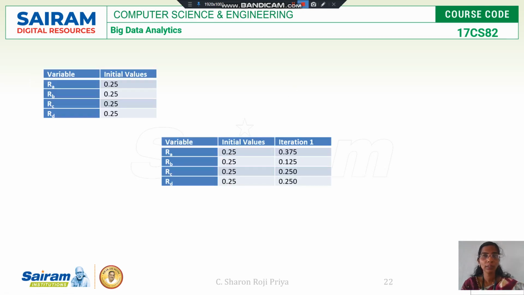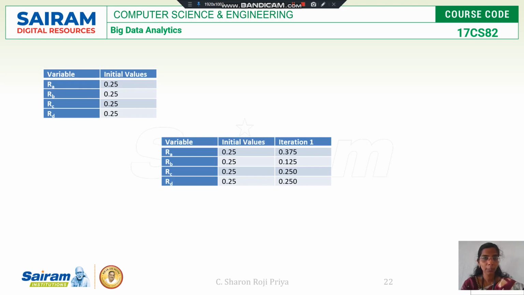Next, to compute the highest rank node in my network, I have to start with some initial values. So I'll write some initial values for all the nodes. What is the condition in writing the initial values? When I sum up all the initial values, I should get 1. Since I have only 4 nodes, I can take the initial value for each node as 0.25, so that when I sum up all these 0.25, I get 1.